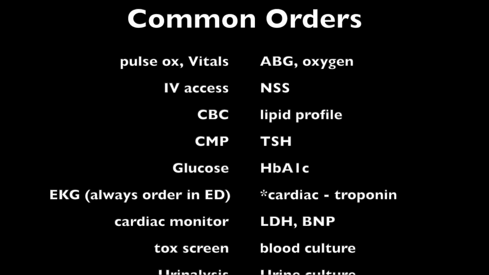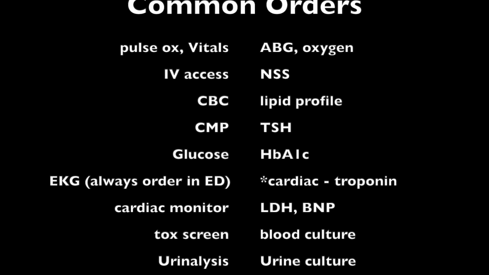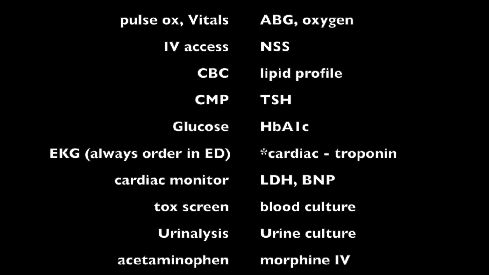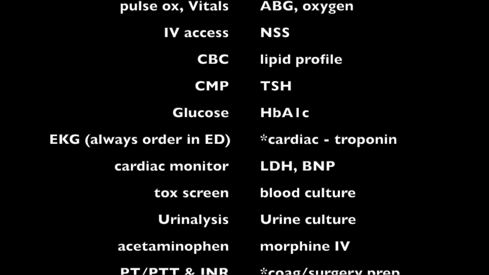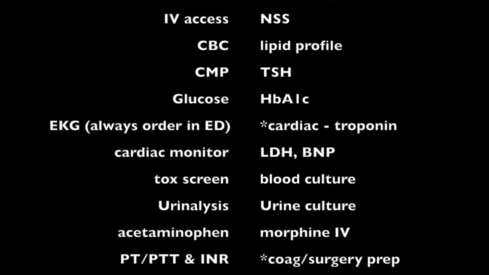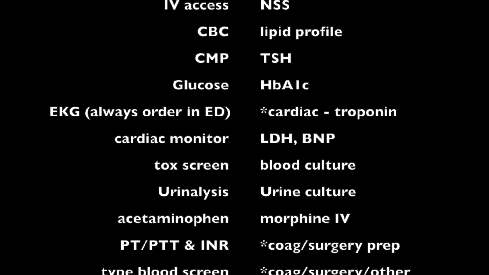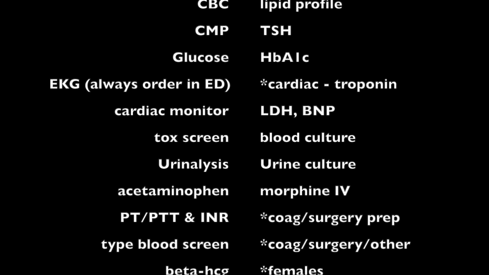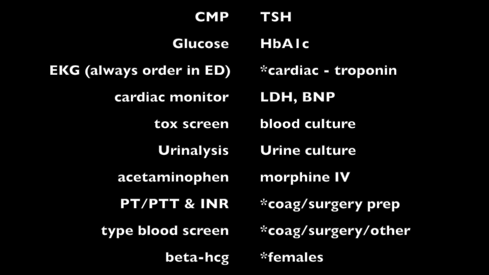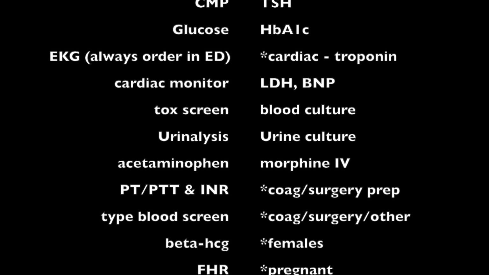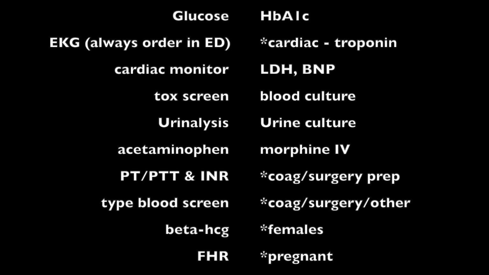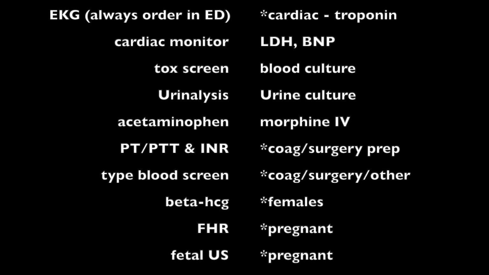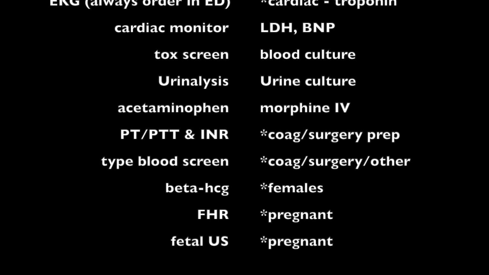Check glucose also, like finger stick glucose. If you're suspecting that the patient's issue is related to the heart, and for example, if they're having an MI or something like that, you can order troponins, EKG. Cardiac monitor is also a common one. BNP, LDH. Usually when patients come into the emergency department, you can order a toxicology screen just to see if they've taken any drugs. You can also check a blood culture or urine culture if you're suspecting sepsis. Urinalysis is another common one to order for most patients. Acetaminophen, IV morphine to put the patient out of their pain.